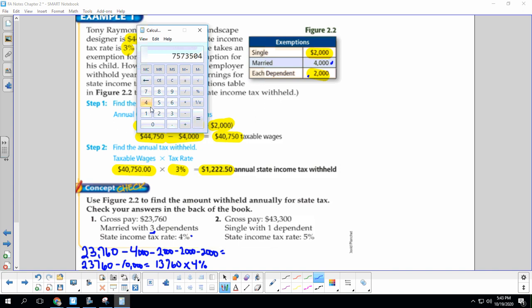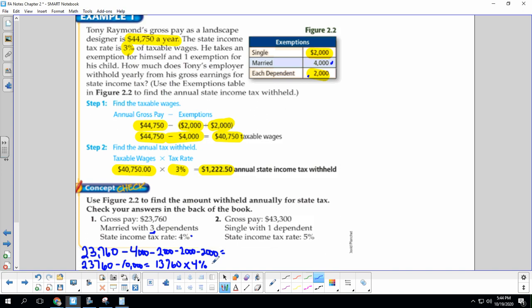Oh, that did not work right. Now I just have to figure out how to use it. I think it just gave it to me. $550.40. Let's just make sure. This is why I have you guys get your calculators out. 13,760 times 0.04. Yeah, $550.40. Sometimes you have to check to make sure your calculator is talking to you right. So $550.40. Boom.